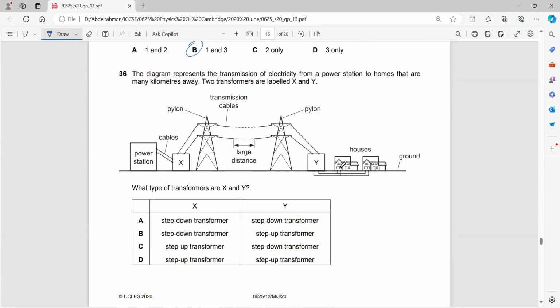This question has been repeated too many times. What's transformer X and what is transformer Y? Transformer X has to be a step up transformer, and Y has to be a step down transformer. C. Yes.